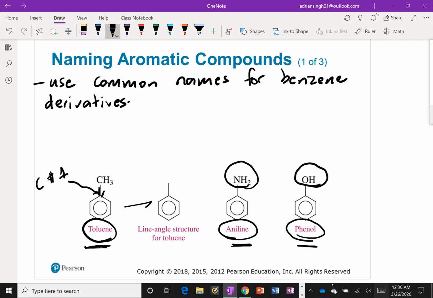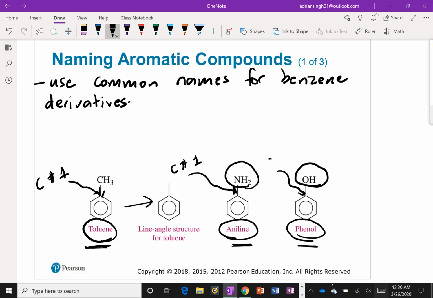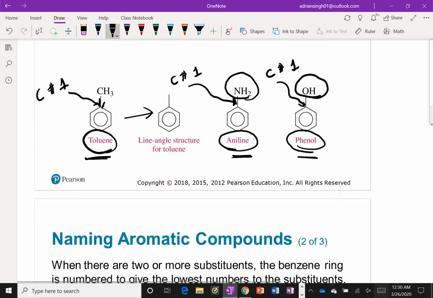This one here is just the same thing expressed in the line angle formula. So toluene with a CH3 attached, aniline with NH2 attached to it, and then phenol with the OH attached. And wherever those NH2 or OH is attached, those are going to be carbon number 1 by default. We just draw it at the top, but you could just as easily draw it being attached to any of the carbons on that ring.